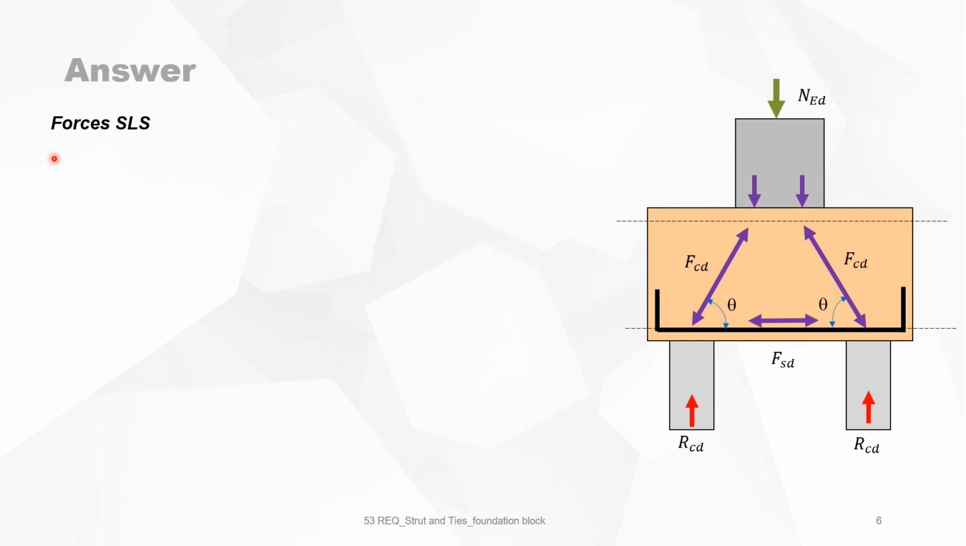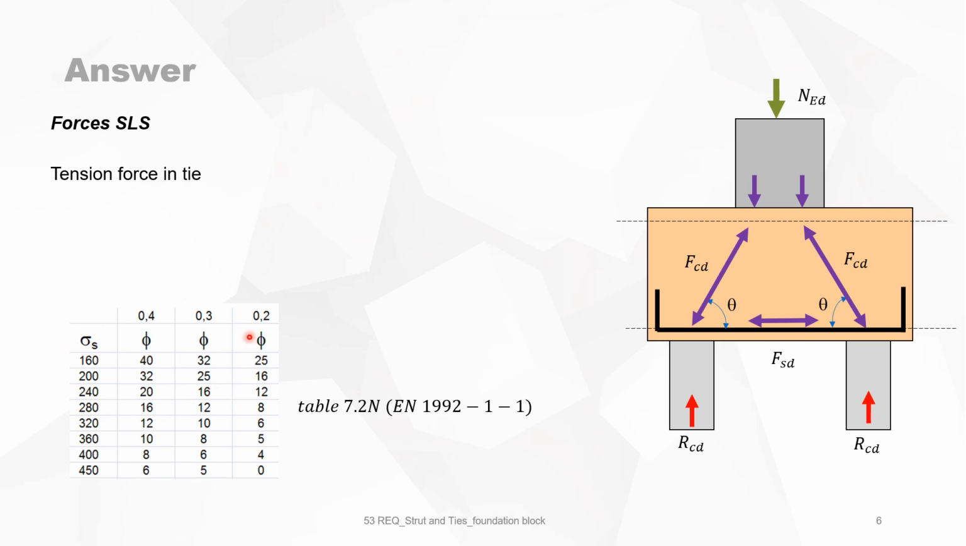Now we will look at SLS, tension force in the tie. At which stress do we take this? We can now go to table 7.2n of Eurocode 2 part 1.1, and we see there the table where for 0.3 millimeter crack width, for diameter 12, you should not have a bigger stress in your steel than 280 megapascal.